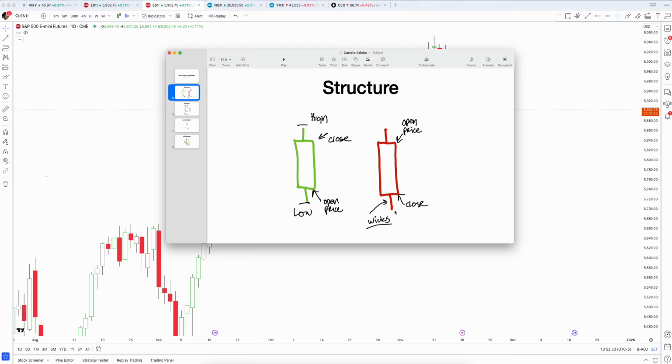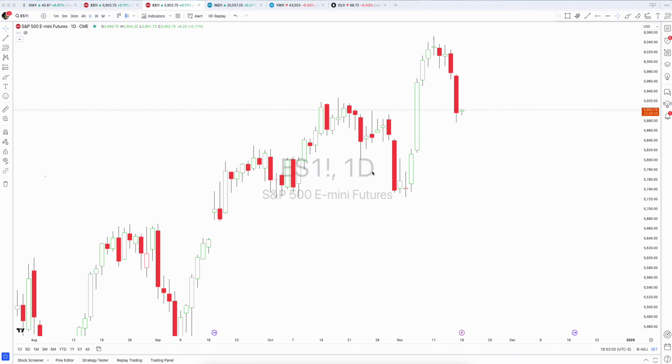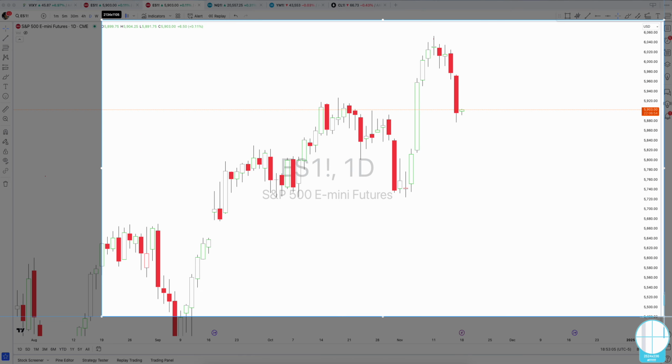These lines over here are wicks or tails. They signify the highs and lows of that particular trading range within that time frame. So on a daily chart, one candle would show the low of the day, the high of the day, and the close will show the closing price of that day at 4 p.m. Eastern Standard Time. That being said, let's take a look at the chart. Let's take a screenshot so I can draw.